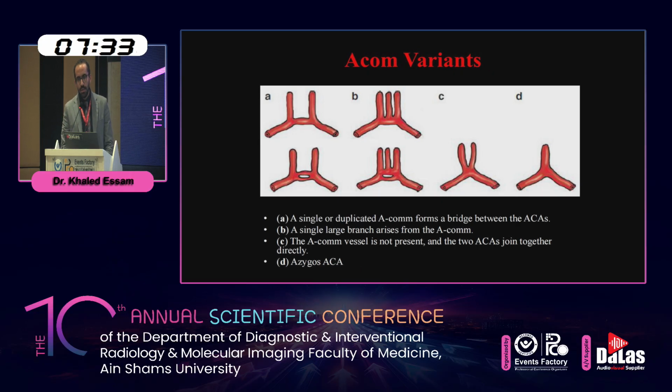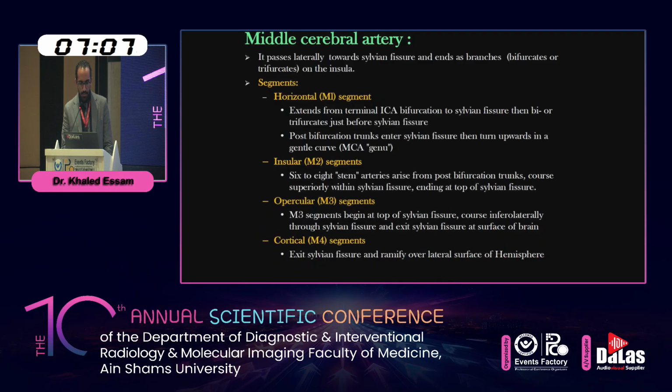Variations of the AComm artery are 4 variations: A, B, C, D. A is a single or duplicated AComm artery. B is a single large branch arising from the anterior communicating artery. C, the AComm vessel is not present and the 2 anterior cerebral arteries join together directly, as we can see here in this diagram. And D is azygos anterior cerebral. As we discussed, both A1 segments are conjoined to make a vertical A2 segment.